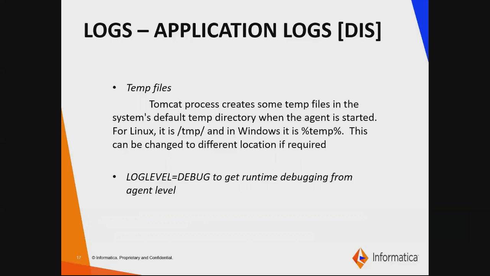Log level debug is kind of a runtime value which we specify at the agent level. This will be used to capture the SOAP request and response, and also REST request and response on your respective tasks. For debugging those kinds of activities, you can add this property at the agent level.